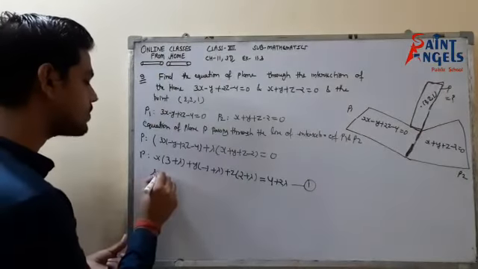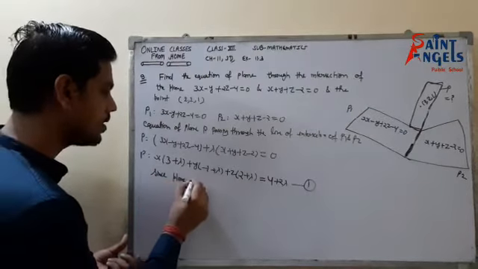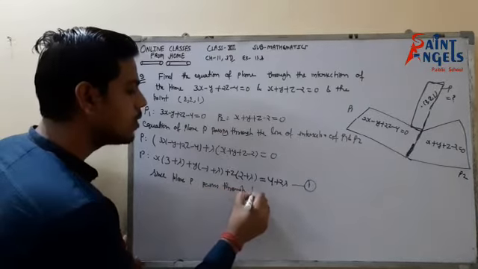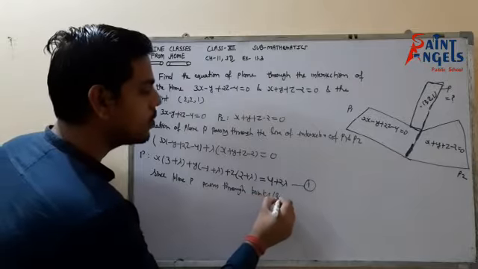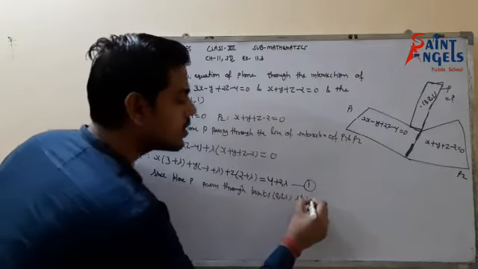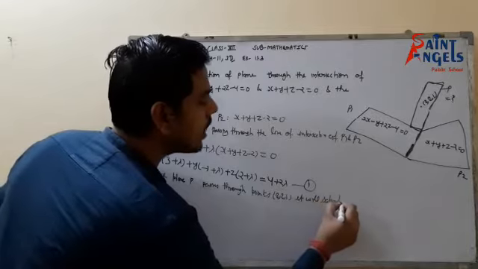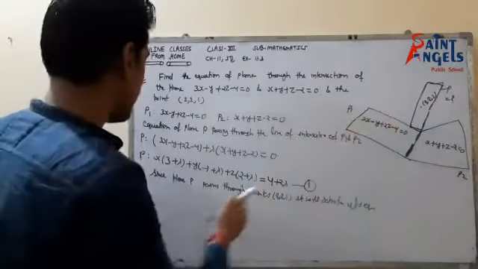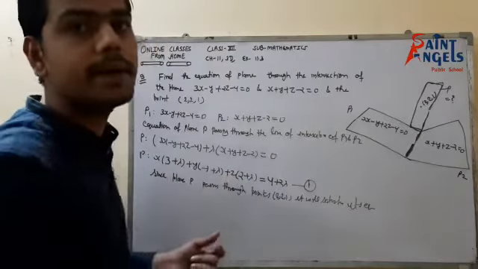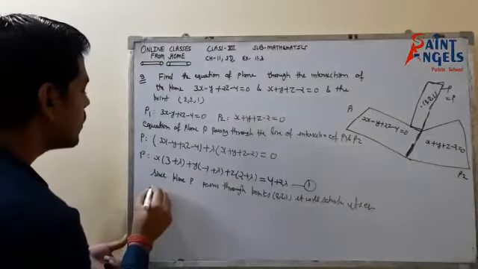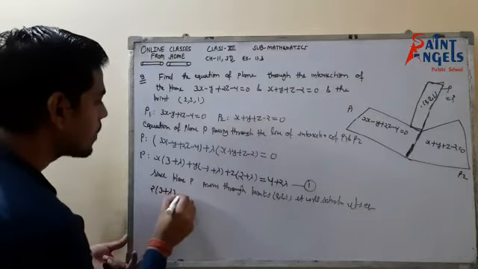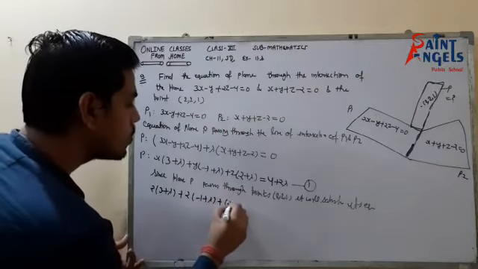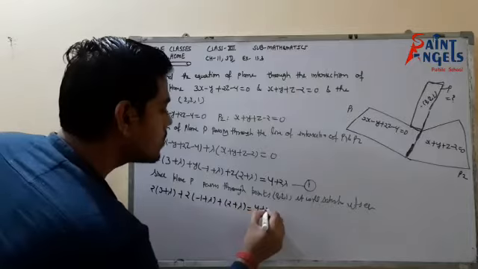Since plane P passes through the point (2, 2, 1), it will satisfy this equation. So we will put 2, 2, 1 in place of x, y and z, and we can easily get the value of lambda. So 2(3 plus lambda) plus 2(minus 1 plus lambda) plus in place of z we will put 1, (2 plus lambda) equals 4 plus 2 lambda.